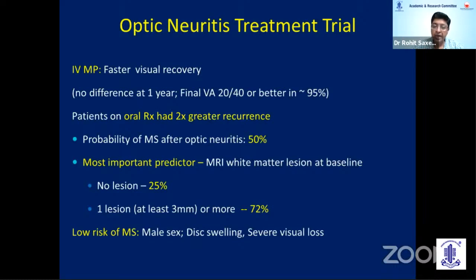However, oral steroids had a higher recurrence rate, so in the current standard therapy, oral steroids should not be given. There was a 50% probability of optic neuritis developing into multiple sclerosis, and MRI was the most important predictor. Those with no lesions had about a 25% chance, and those with one or more lesions had a 3-times higher chance of developing multiple sclerosis in the next 15 years or so.